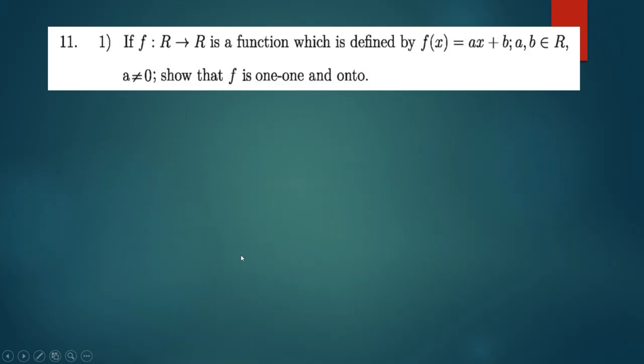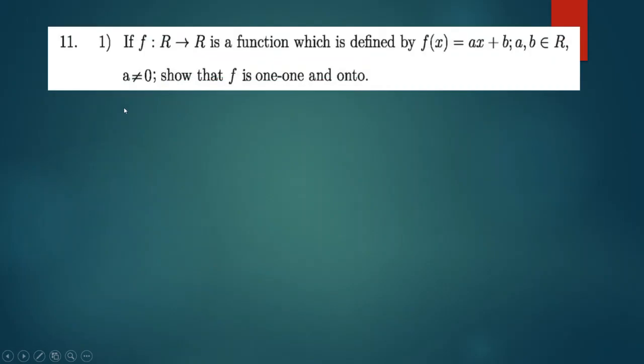Now 11.1. f is a mapping from real number to real number, a function which is defined by f of x equal to ax plus b, where a, b belong to real numbers and a not equal to 0. Why is a not equal to 0 needed? I will show you. Show that f is one-one and onto.